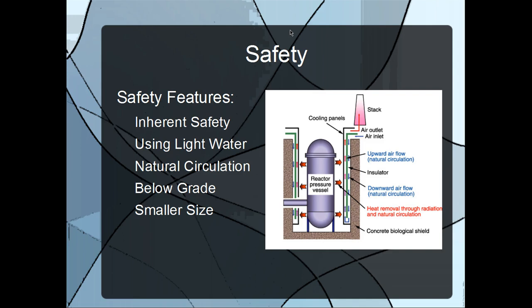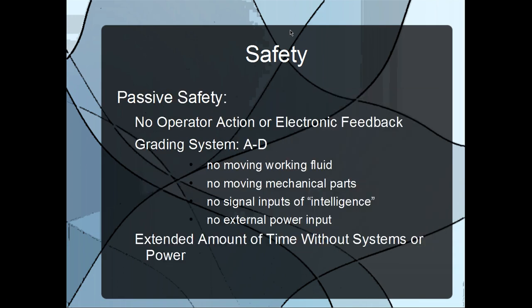Some inherent safety features seen within the light water SMR designs are the use of light water, utilizing natural circulation, maintaining the cores below ground level, placing the cores within a pool of water, and the smaller size of SMRs. This inherent safety design is also supported by the passive safety features, which are called so because they do not require operator action or electronic feedback to be initiated and to safely shut down a reactor in the event of a specific casualty. These features depend on laws of physics to slow down or stop the nuclear fission process.